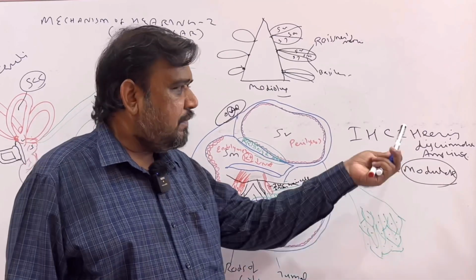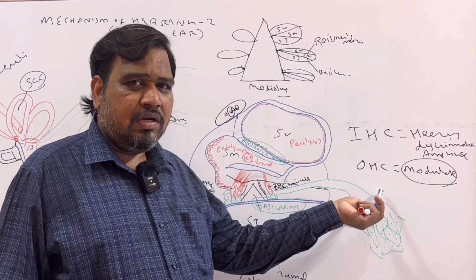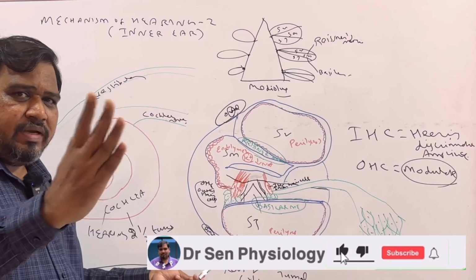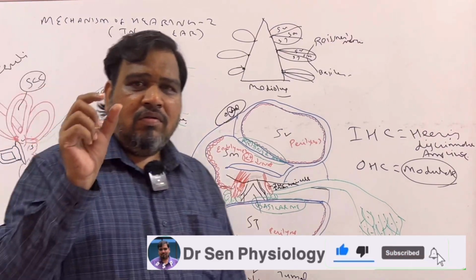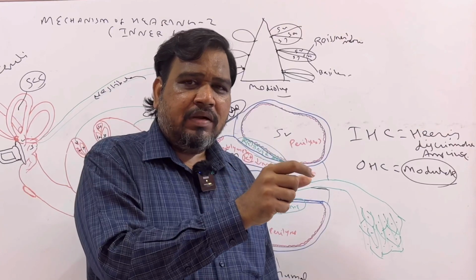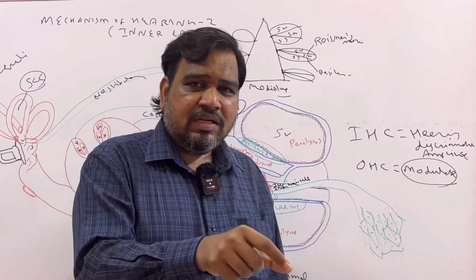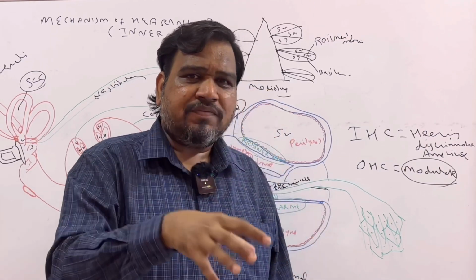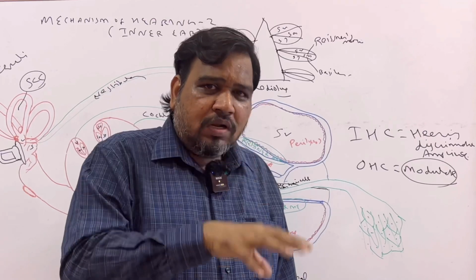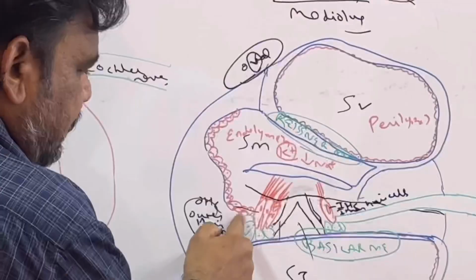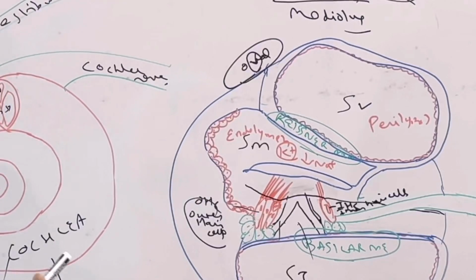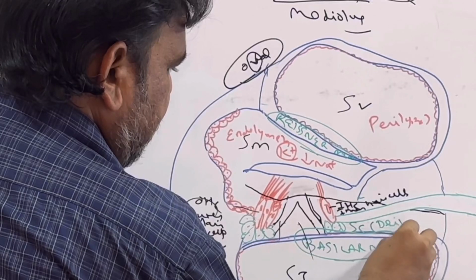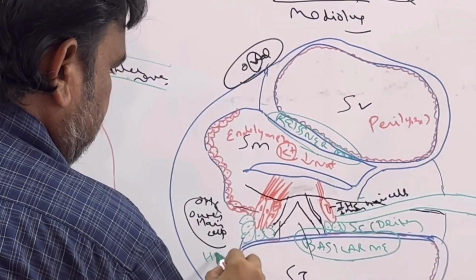So I am just telling the difference between inner hair cells and outer hair cells. Both are lying above the basilar membrane on either side of the tunnel of Corti. For one inner hair cell, there are approximately 3 outer hair cells. Inner hair cells are the main receptors for hearing, but outer hair cells are also important. They mainly modify. This green color you can see, they are called supporting cells, like Deiters cells, Hensen cells.